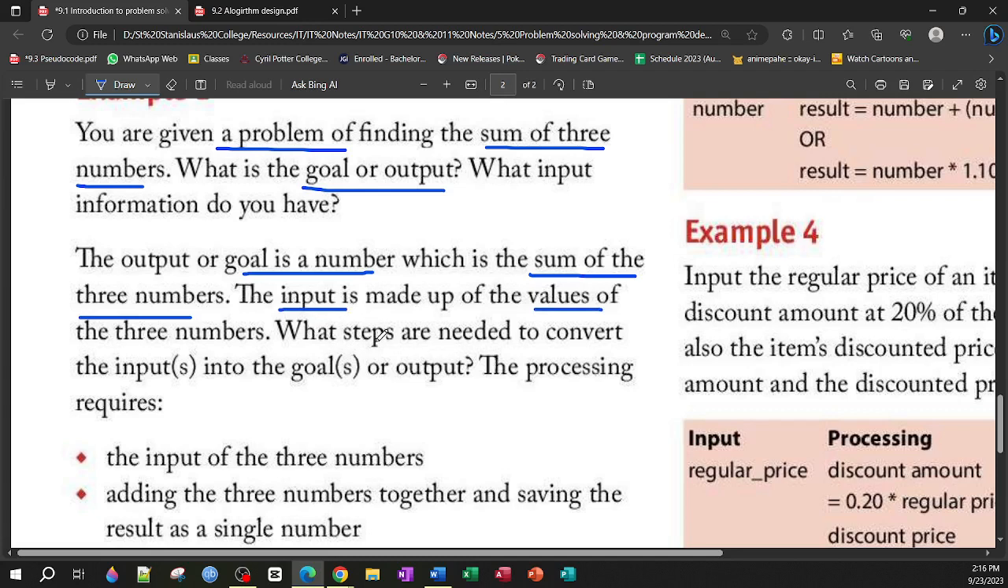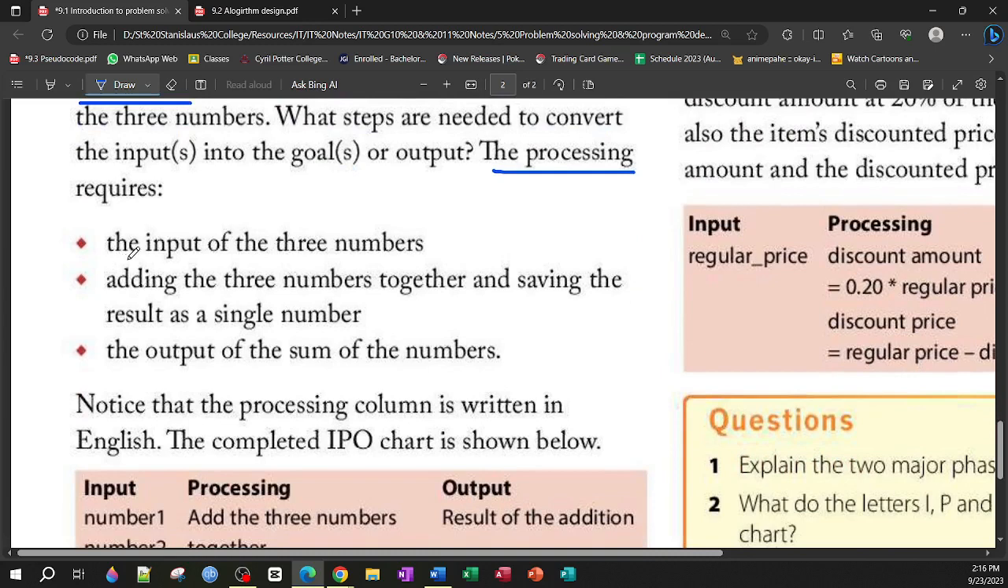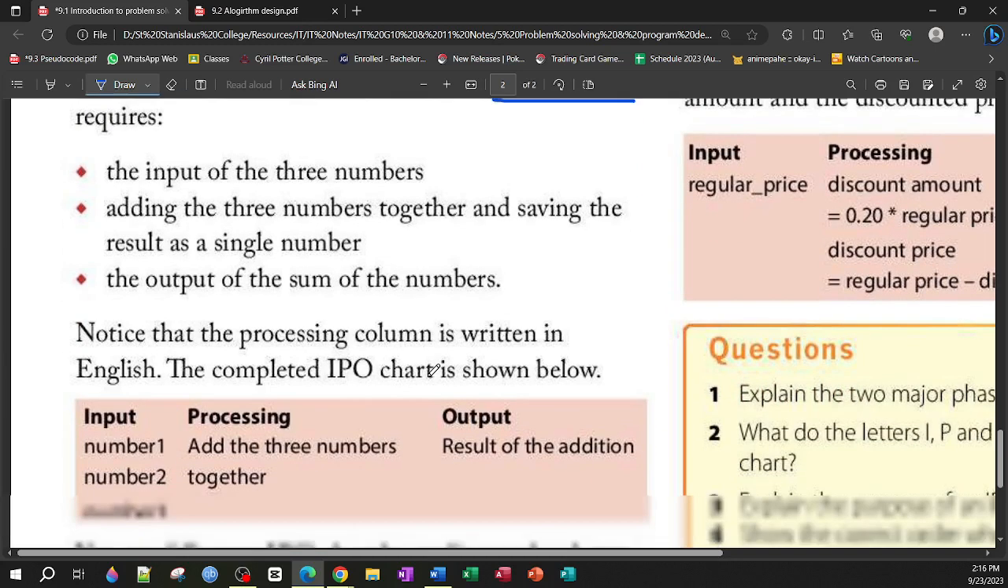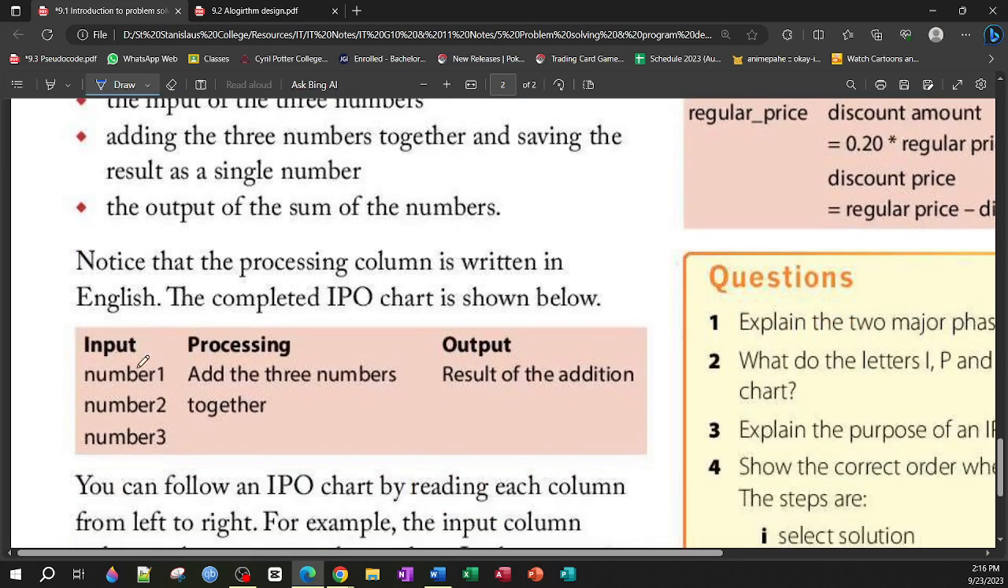So what steps are needed to convert the input into the output? That is going to be our processing now. So the addition, turning those three numbers into the final output, is our processing. So how do we document that? Well, the input of the three numbers, adding the three numbers, output the sum of the numbers. So this is the actual table here.